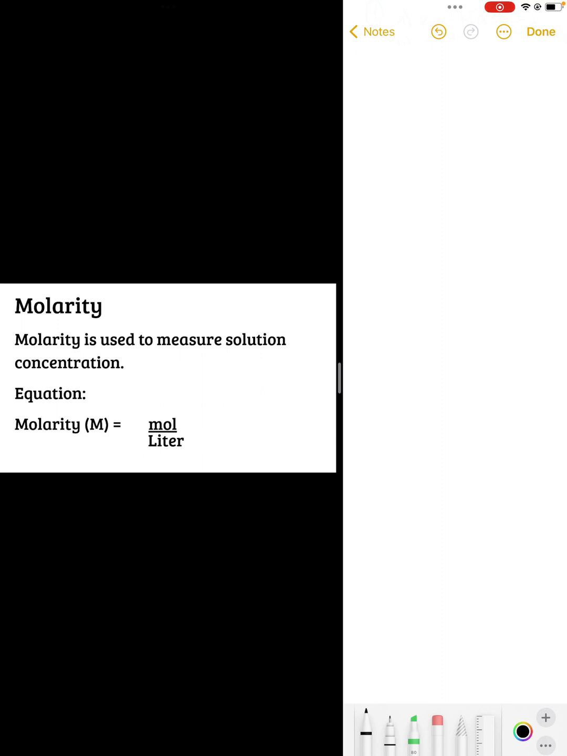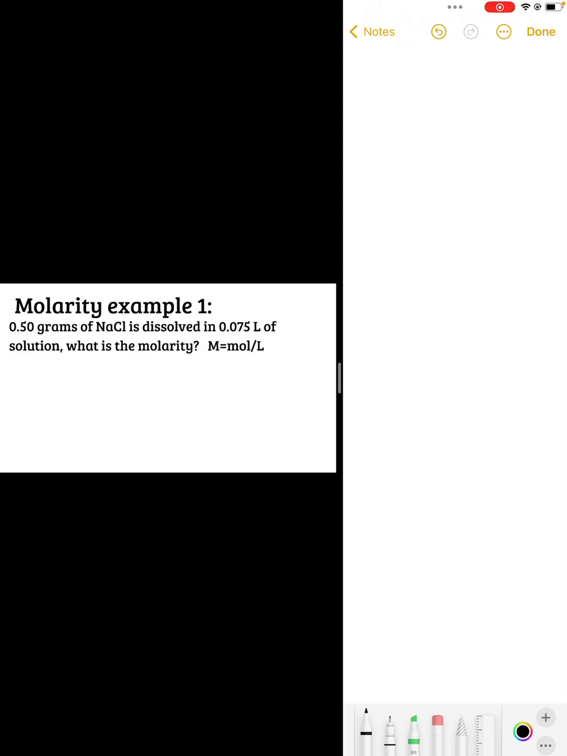So molarity is just a unit for calculating concentration. There's a lot of other ways to calculate concentration, but for Chem 1, we're just going to talk about molarity. Molarity is equal to the number of moles over liters. So let's just jump into an example.